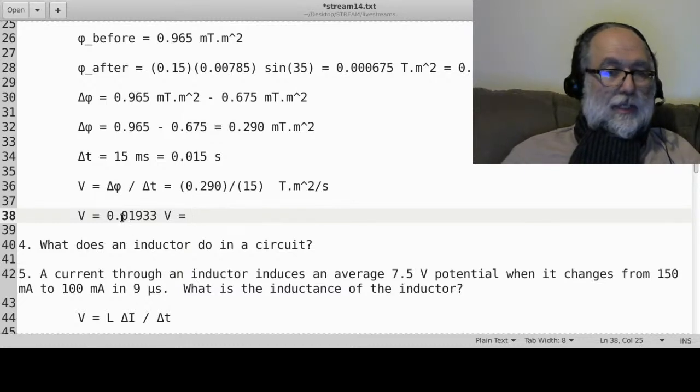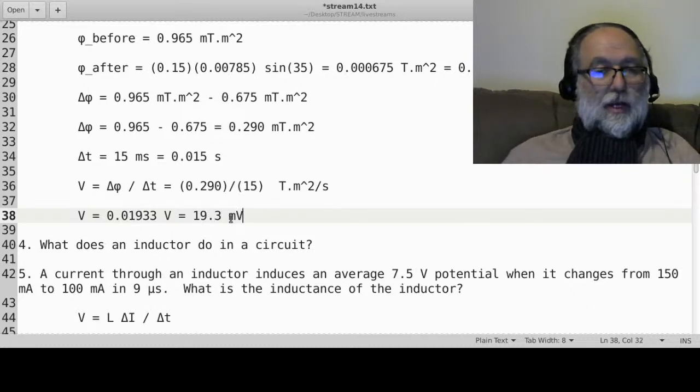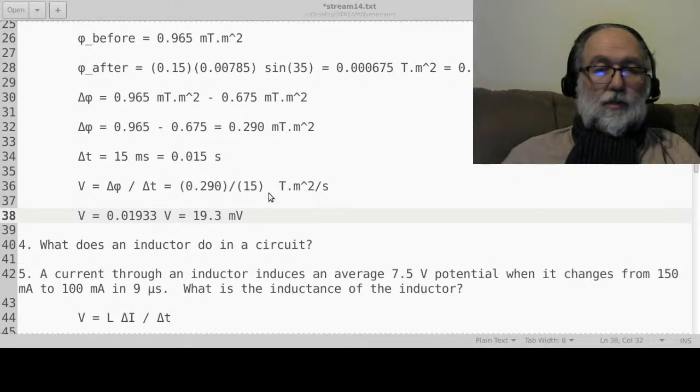Okay, now again, let's move the decimal over 3. 1, 2, 3. Okay, so that'll give me 100 and no, it'll give me, let's see, 1, 2, 3. It'll give me 19.3 millivolts. All right, and there's your answer. Okay, so 19.3 millivolts. All right.